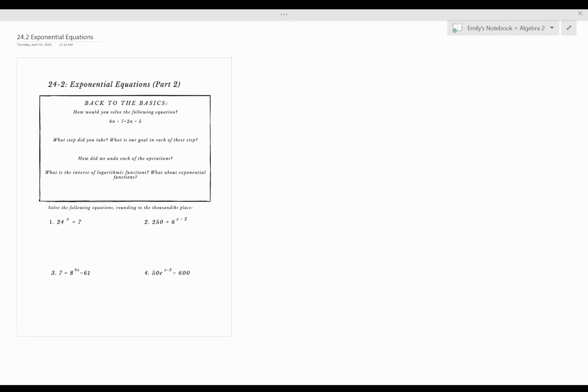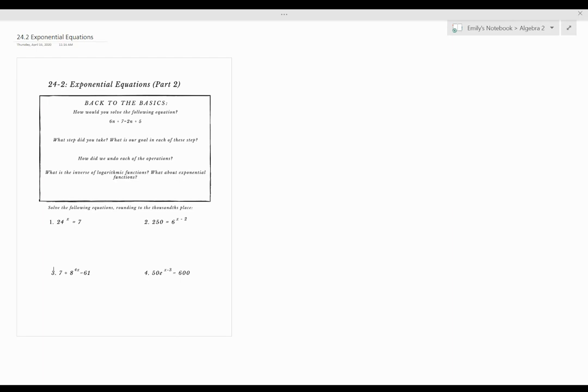Today we're going to be focusing in on Chapter 24, Section 2 over exponential equations. And if you recall, last week we were solving exponential equations also, but see if you can remember what method we used to solve them.